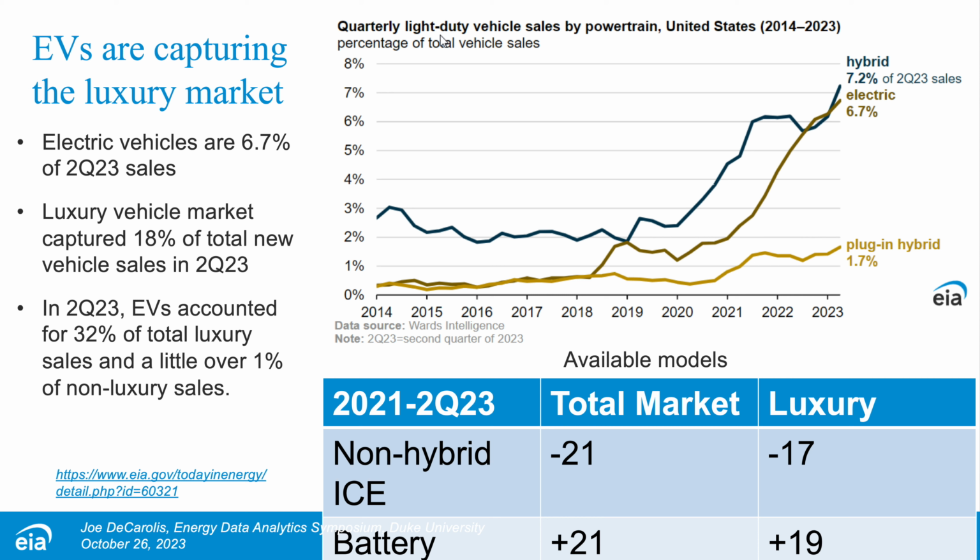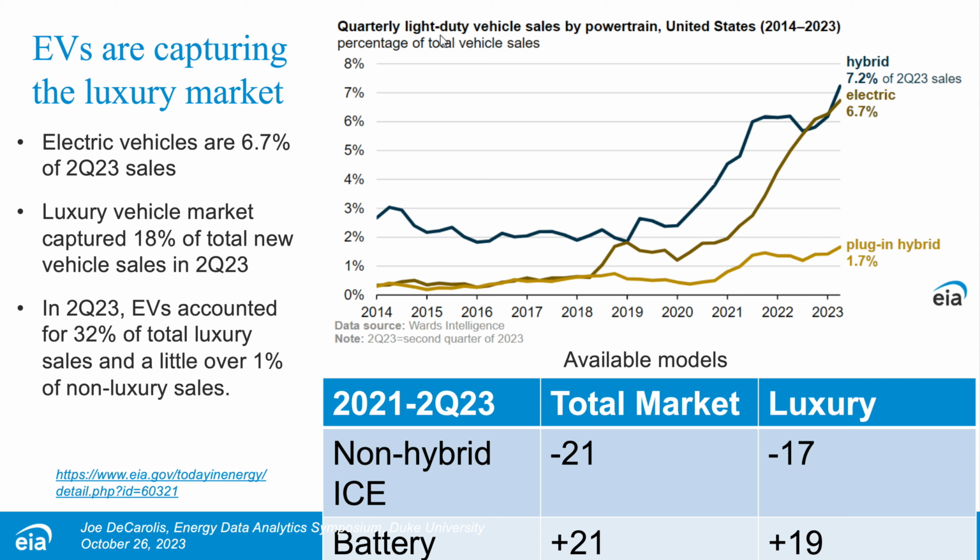On the table here that got partially cut off, this is looking at available models from 2021 to the second quarter of 2023. So we're looking at differences. When you look at non-hybrid internal combustion engines, your standard vehicles, there have been 21 makes and models that have been taken off the US market, and we've added 21 electric vehicle makes and models, okay?